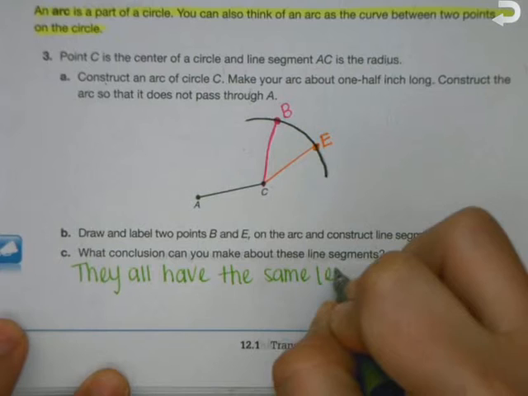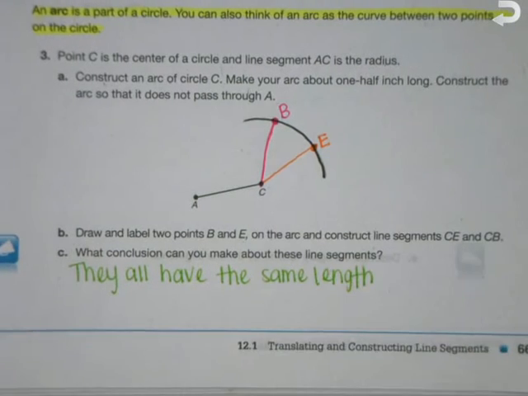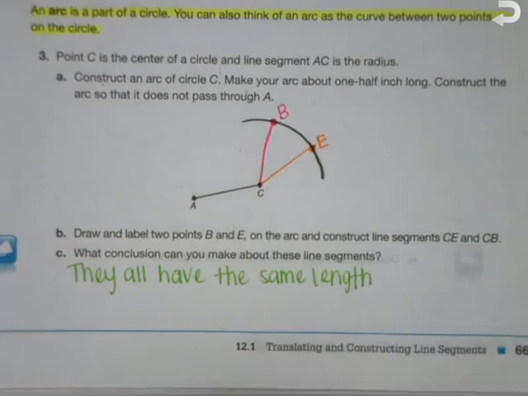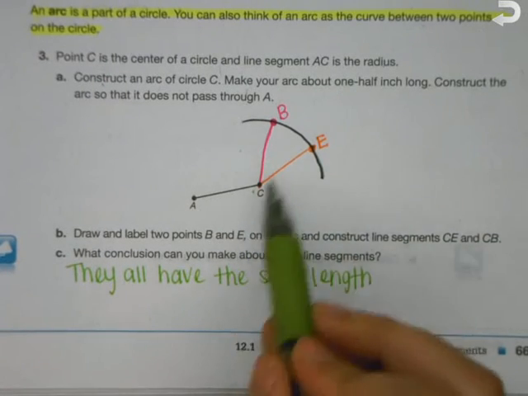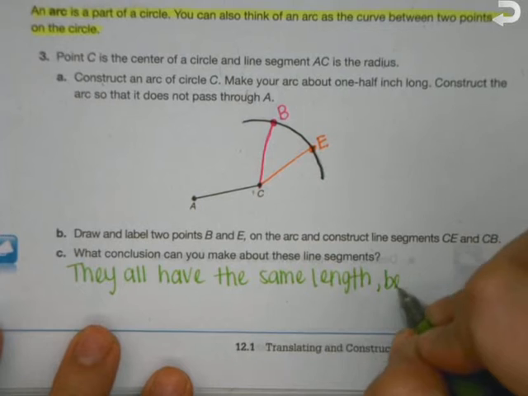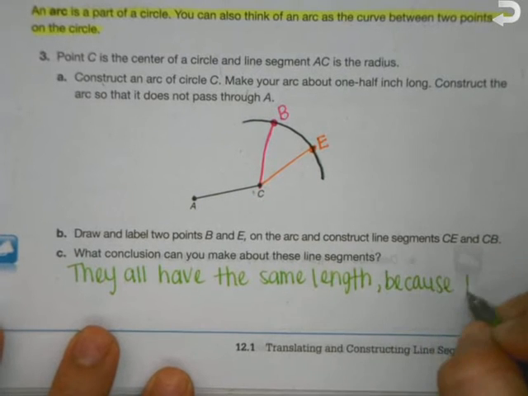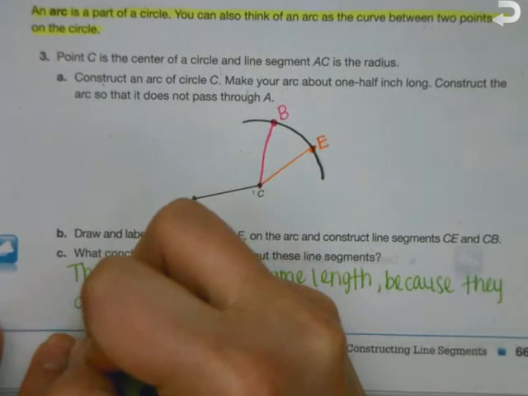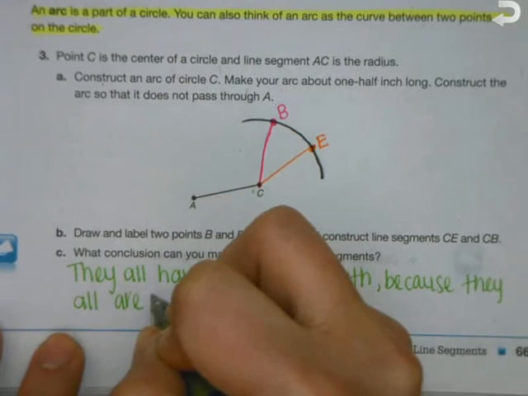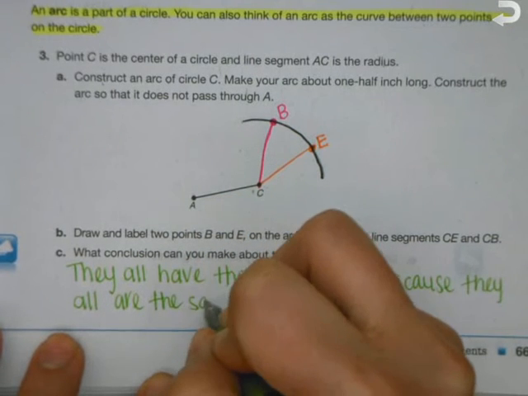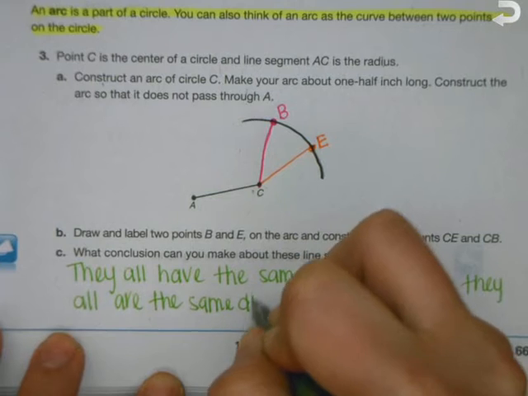Okay, so Dana said, because they're all the same length as AC. Every single one of these points is the same distance from the center C. So write something like that, because they all are the same distance from C. Okay?